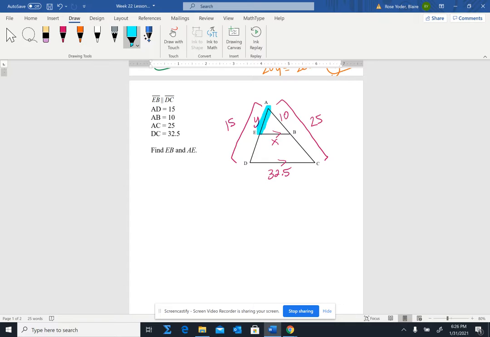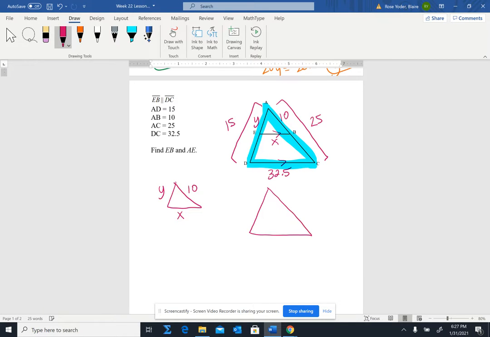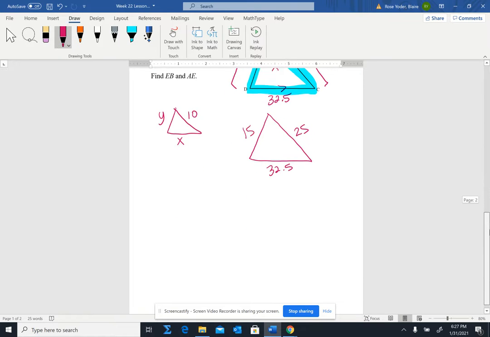So same thing again. I'm going to redraw this little triangle: Y, X, and 10. Now I'm going to redraw the big triangle. So if you want to pause for a second and think about how each side should be labeled, don't overcomplicate it though. All right, this time we actually gave you all three lengths. AD is 15, DC is 32.5, and AC is 25. So that's one of the reasons why I said this one is a little bit easier than the last one. You didn't have to do any adding.